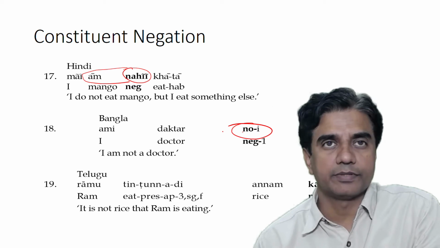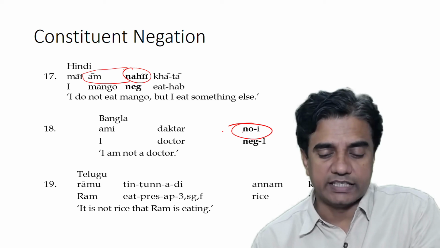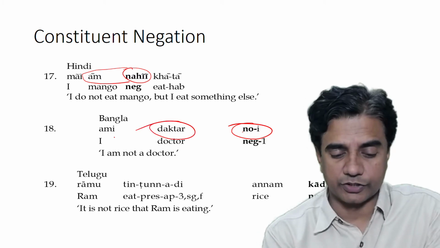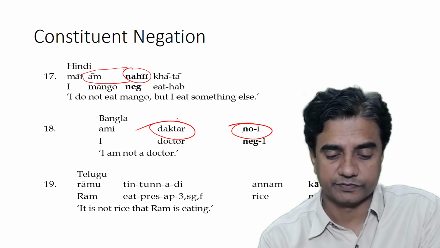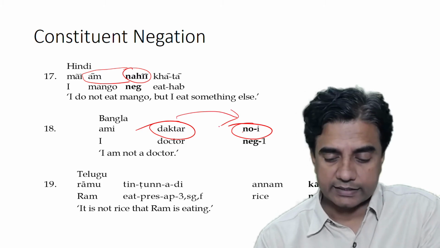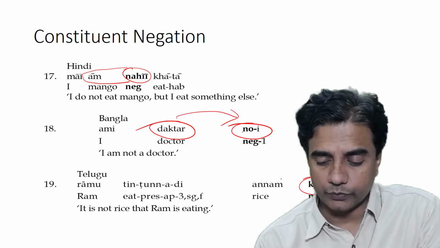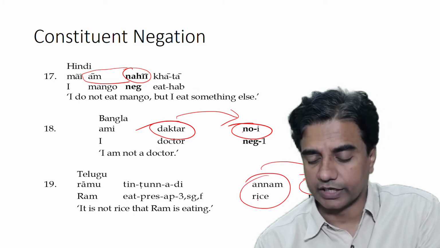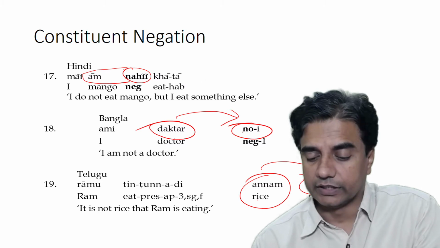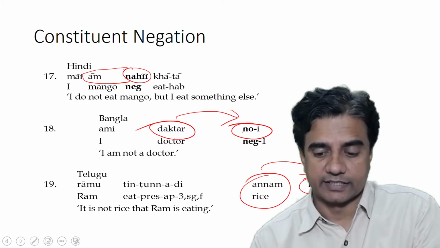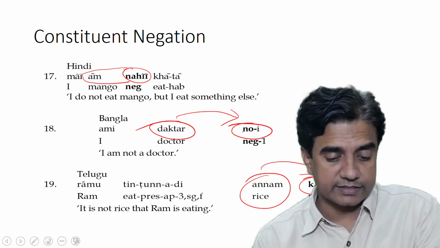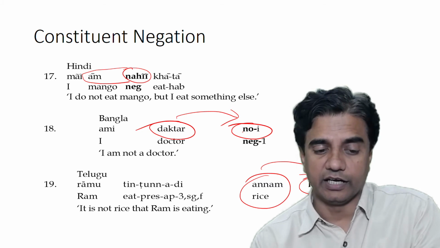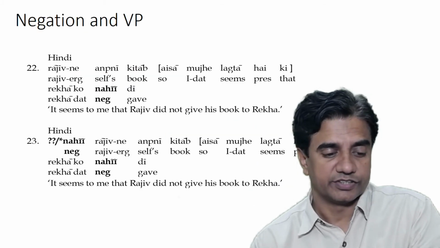In the Bangla example in 18, we see that the negative element noi occurs again right after the nominal doctor. Similarly, in Telugu, we find the negative element occurring to the right of the nominal element rice, annam. This is what is significant about constituent negation in our understanding of negation.